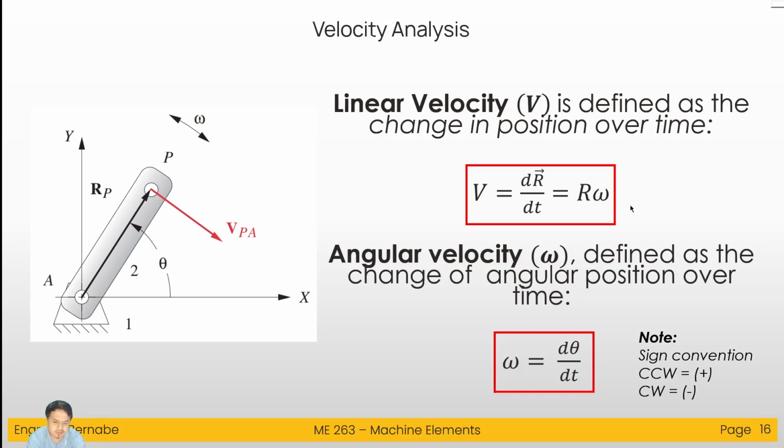Another thing is sign convention, because the velocity might be positive or negative depending on the rotation, or the angle of rotation. If your angular velocity is negative, that means it is revolving clockwise. If it is positive, it is revolving counterclockwise. Okay, so let's move on to the next slide.